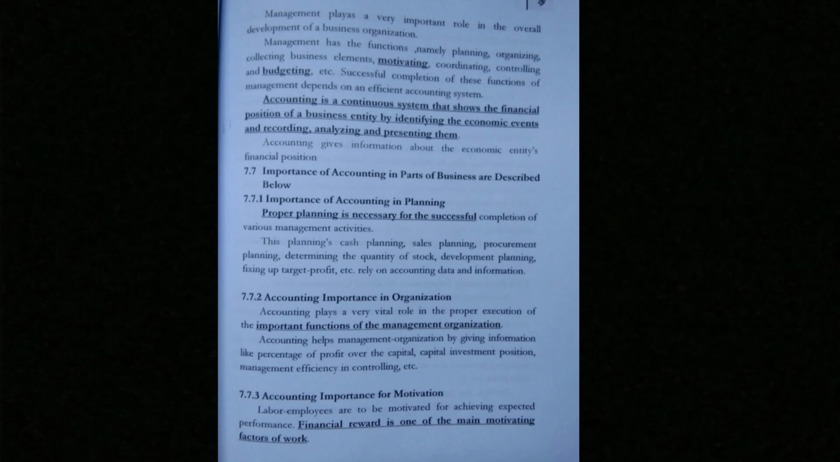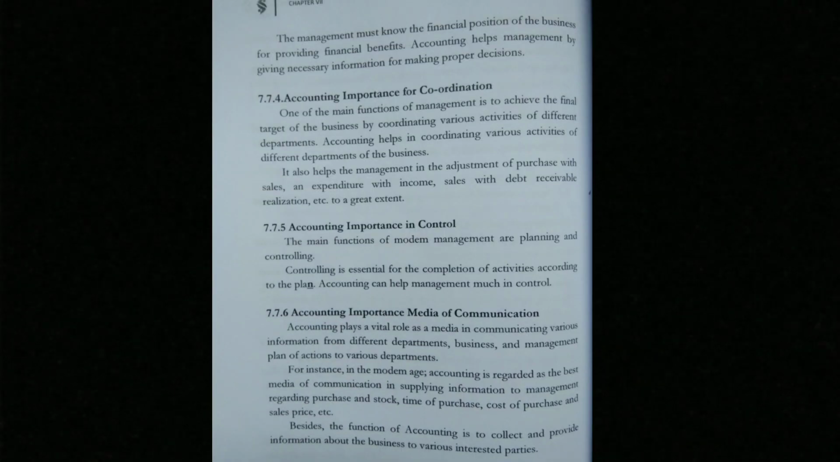Accounting is important for motivation. Labor and employees are to be motivated for achieving expected performance. Financial reward is one of the main motivating factors of work. The management must know the financial position of the business for providing financial benefit. Accounting helps management by giving necessary information for making proper decisions.